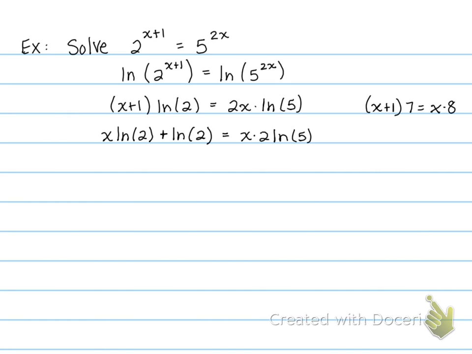All I did was change the order of the 2 and the x so that it looks like x times a single number. So 2 times the natural log of 5 is a single number. And then I want to get all terms that contain my variable on one side using addition and subtraction. So I will subtract x times the natural log of 2 from both sides. So we have the natural log of 2 equals x times 2 natural log of 5 minus x times the natural log of 2.